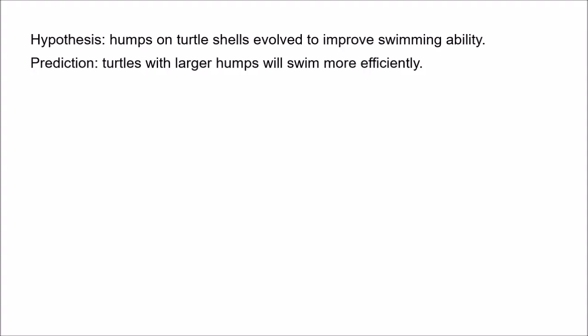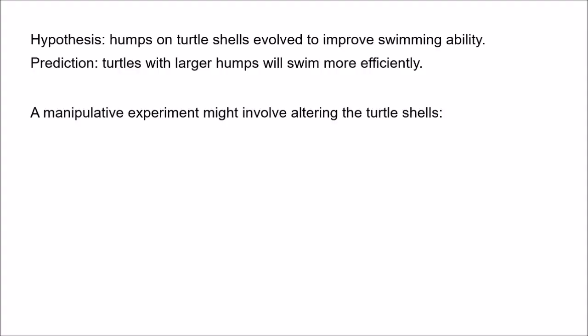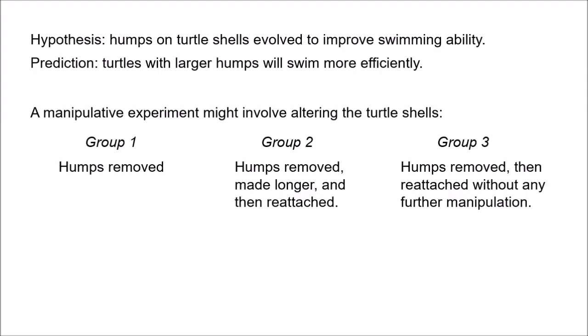Okay, so two ways of studying this. We have the manipulative method and the correlational method. Now, in a manipulative experiment, we would have to do something like alter the size of the turtle shells. We might divide the turtles into three groups. In the first group, you simply cut off the humps. In the second group, you cut off the humps and then stick them back on again after increasing their size somehow. You cut them off, increase the size, and then reattach them. And in the third group, you cut off the humps and then stick them back on again without changing their size. And the third group here is the control group.